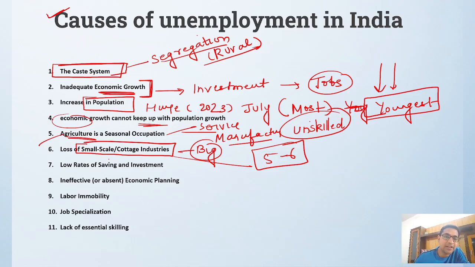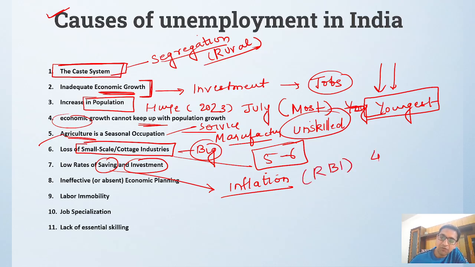Saving rate is very low. Investment is low, and saving rate is low because of inflation. If inflation increases, money gets spent, so there will be no savings. That is why RBI keeps looking at inflation, to keep it below 4%. That is the optimum 4%, and it should not go above 6%, right?